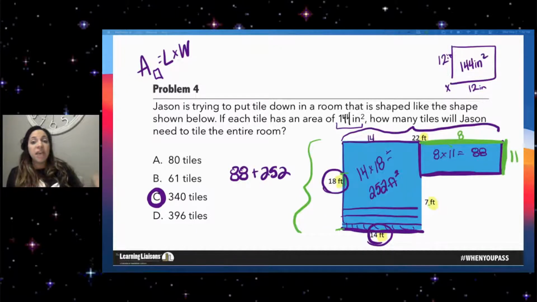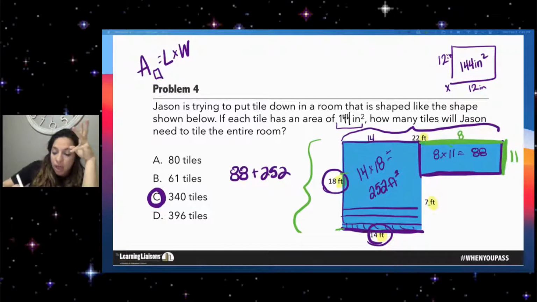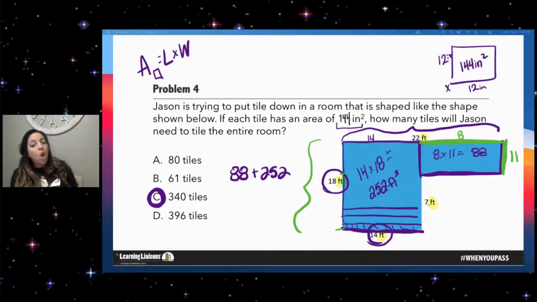So like I said, that's just one way we can solve it. There's 3 ways. We could have cut the rectangles differently, or we could have found the area of the whole rectangle and then subtracted that white corner out of it. And we all would have gotten the same answer. We all would have gotten 340.